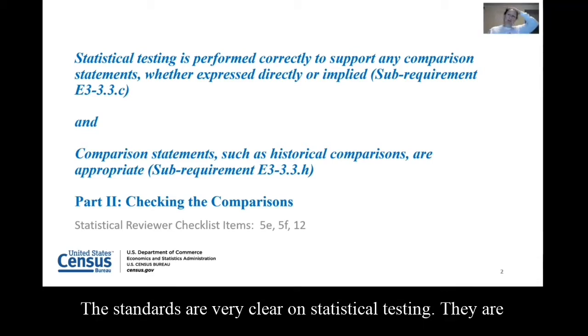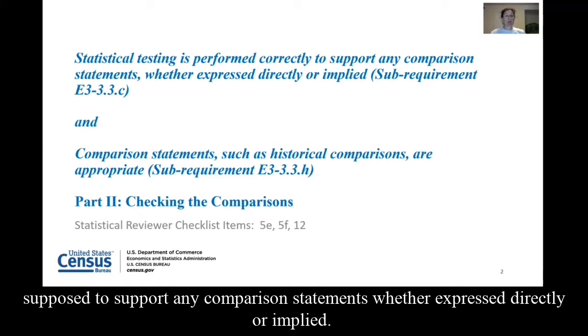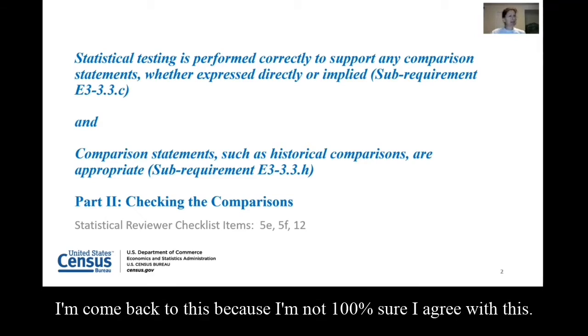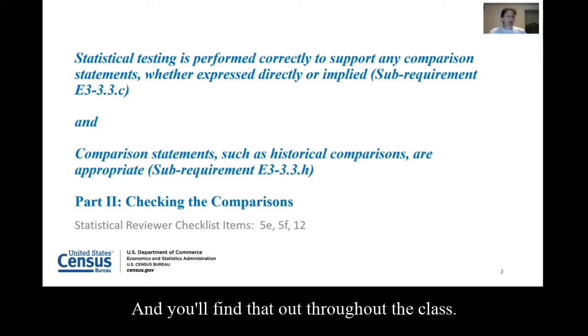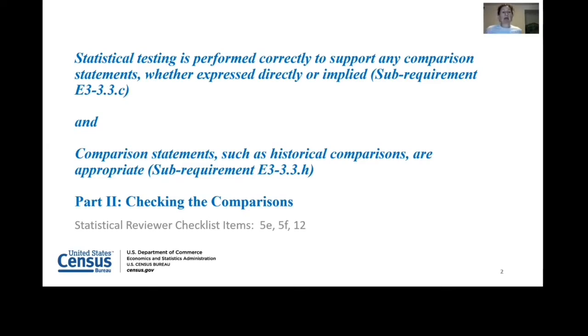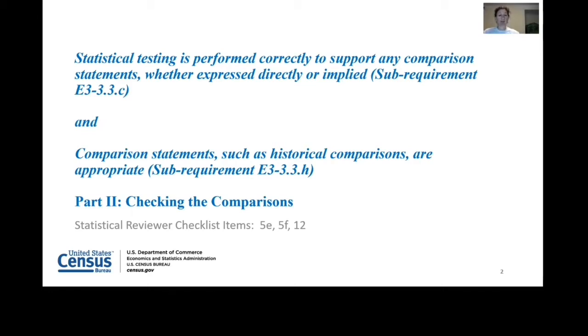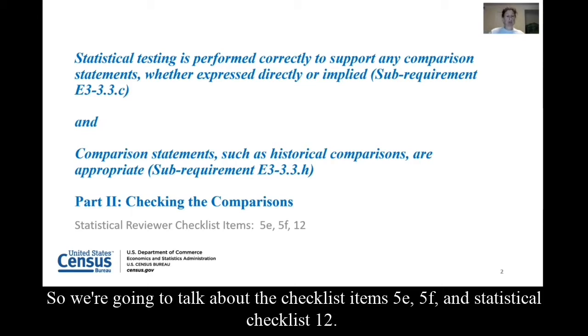The standards are very clear on statistical testing that they are supposed to support any comparison statements, whether expressed directly or implied. I'm going to come back to this because I'm not 100% sure I agree with this, and you'll find that out throughout the class. However, you have to at least give some time to thinking about whether or not a test is required. And then also the other requirement we're going to cover are historical comparisons. Are they appropriate? That's a tricky one. So we're going to talk about the checklist items 5E, F, and statistical checklist 12.